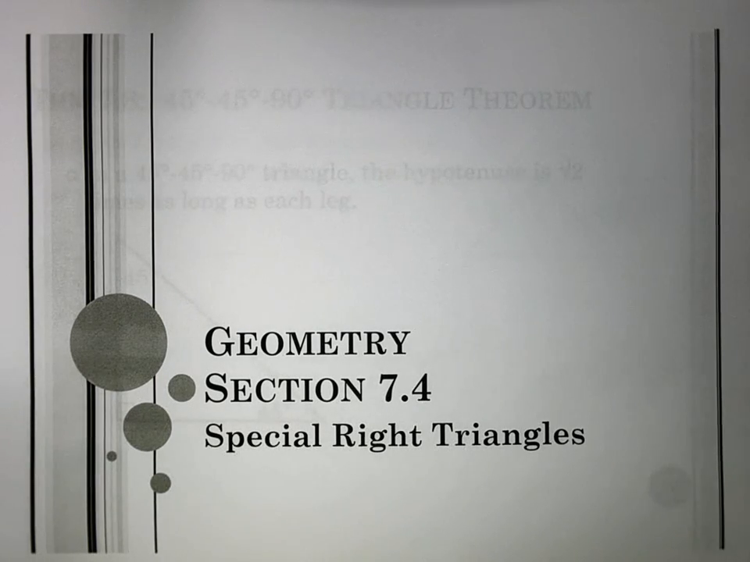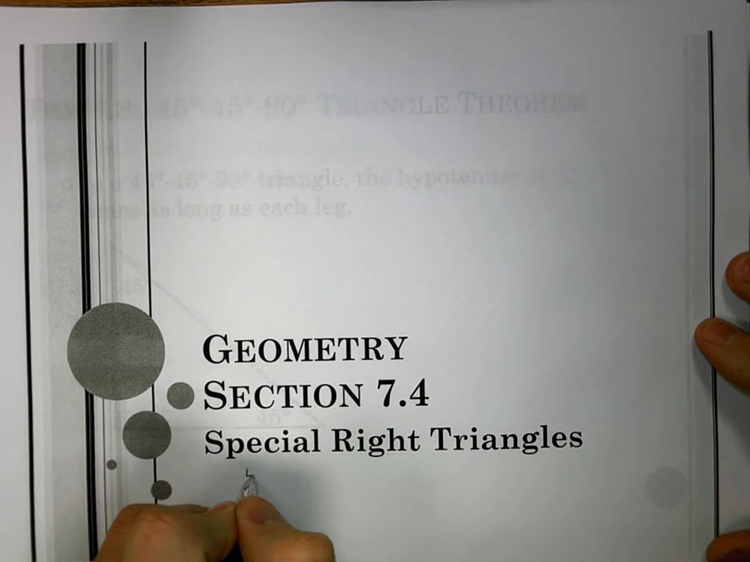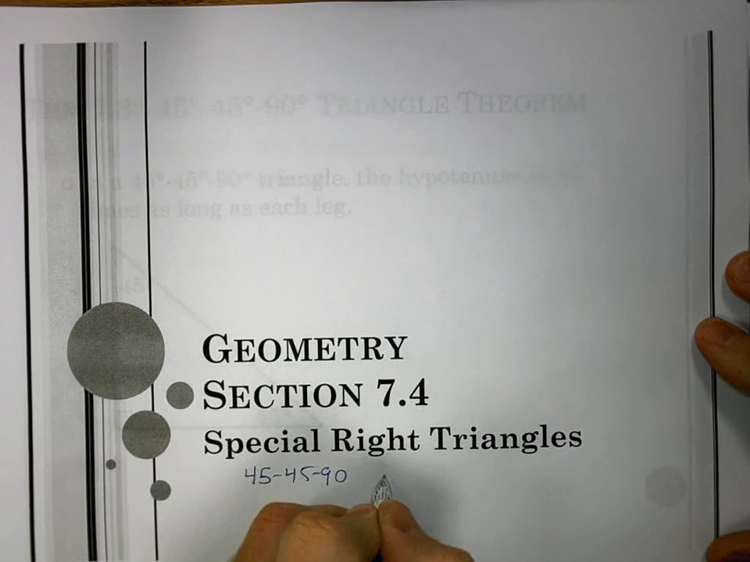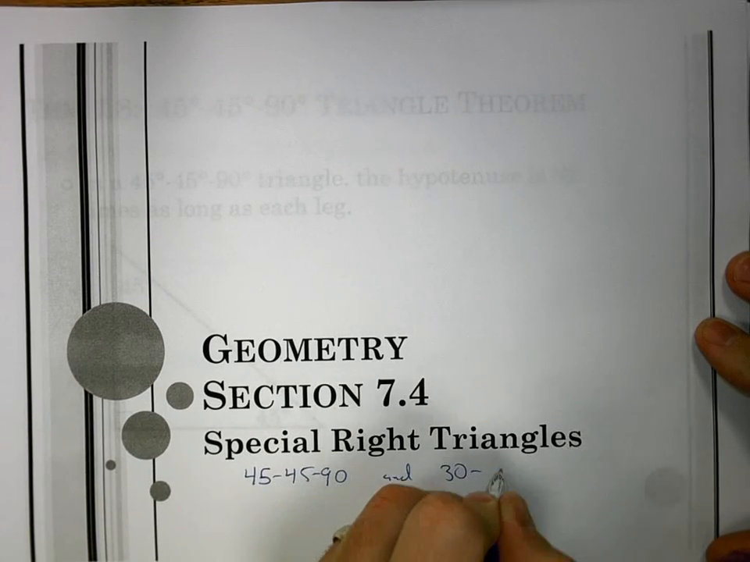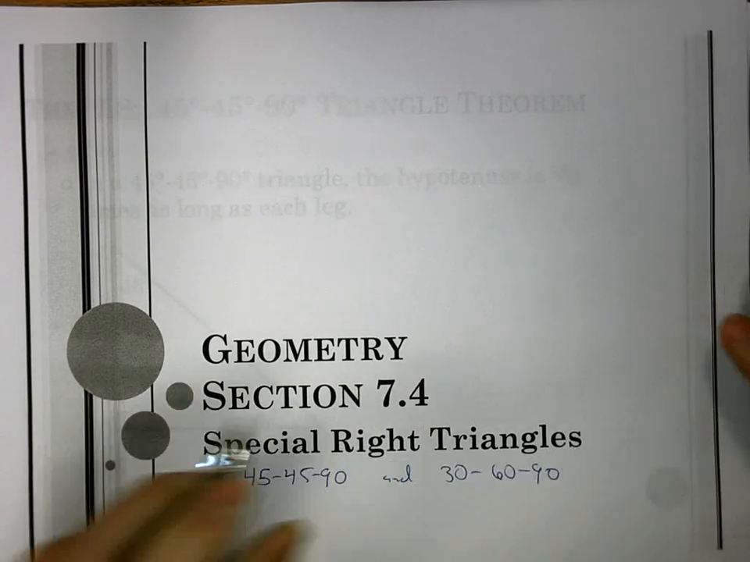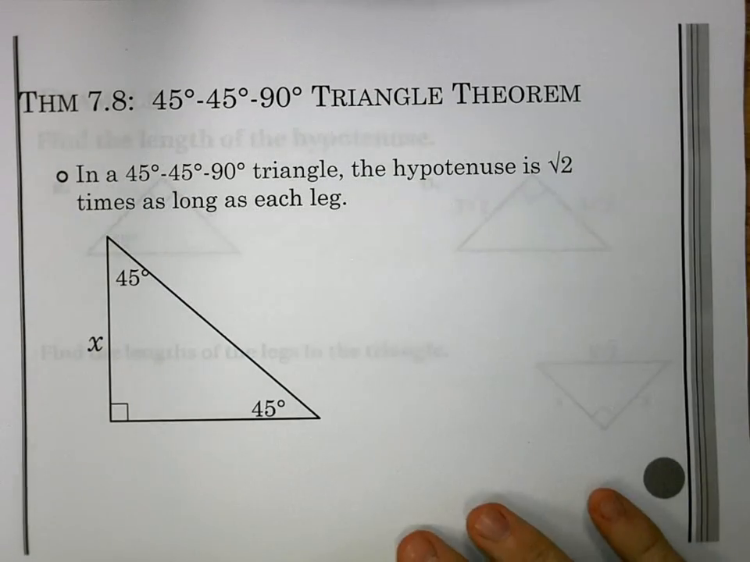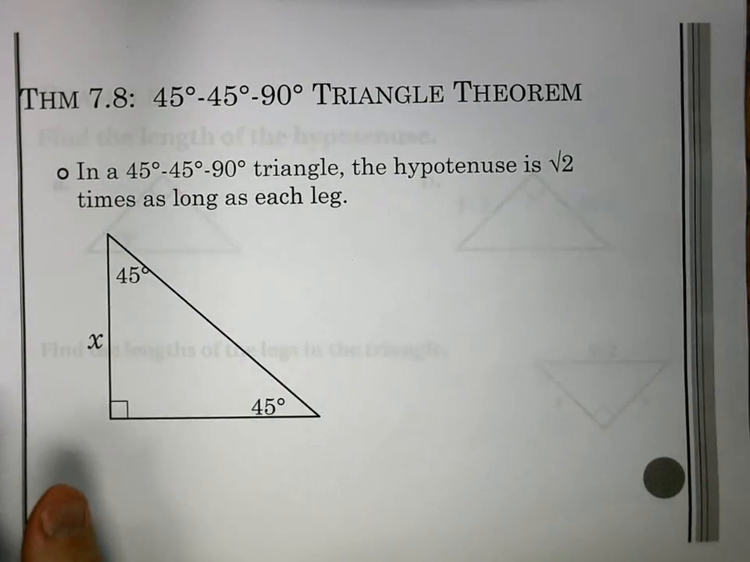In this section, 7.4, we're looking at our special right triangles. When we say special right triangles, we're talking about our 45, 45, 90 and 30, 60, 90 triangles. So let's get started. First off, we have our theorem on the 45, 45, 90 triangle.